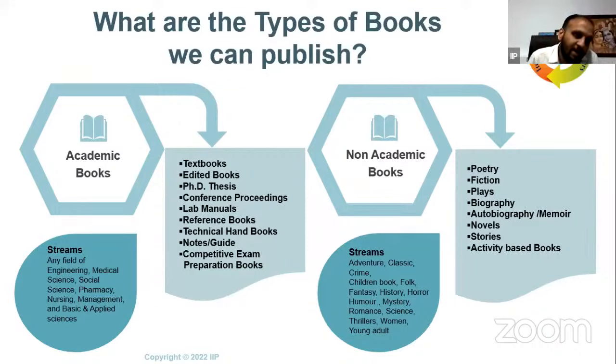So this further we can classify based on streams. In the academic books, from any field we can publish, like engineering, medical science, social science, pharmacy, management, anything. Under the non-academic books, we can categorize as crime-related books, classic, folk, adventure, children books, women related books, young adult related books, horror books. Like that we can categorize among the non-academic books and also the academic books. Okay, I hope now you got the clarity on the types of book that we can publish.